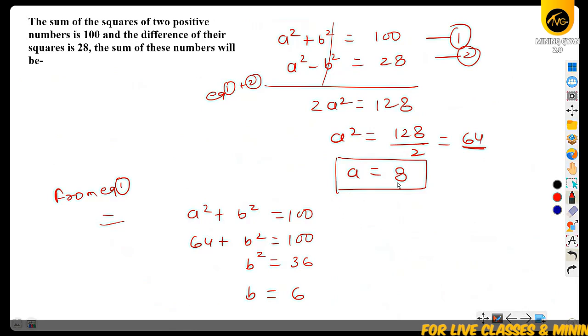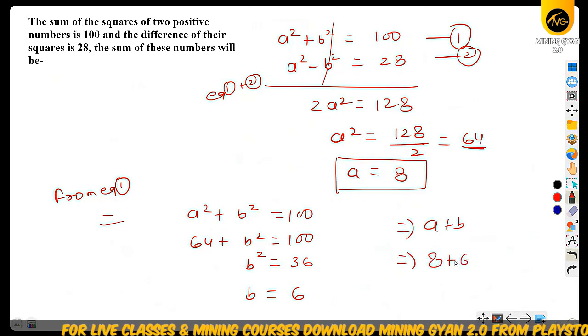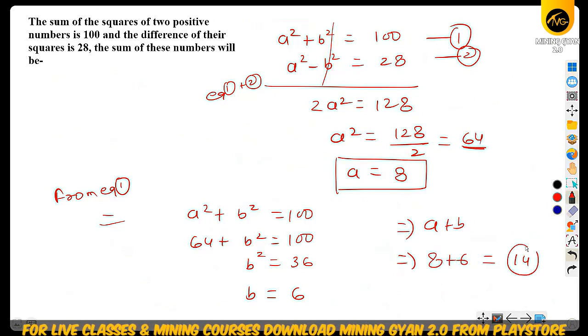Now a is 8 and b is 6. What is the question? The sum of these numbers. That means a plus b is equal to 8 plus 6, which is 14. Correct. 14 is the correct answer.